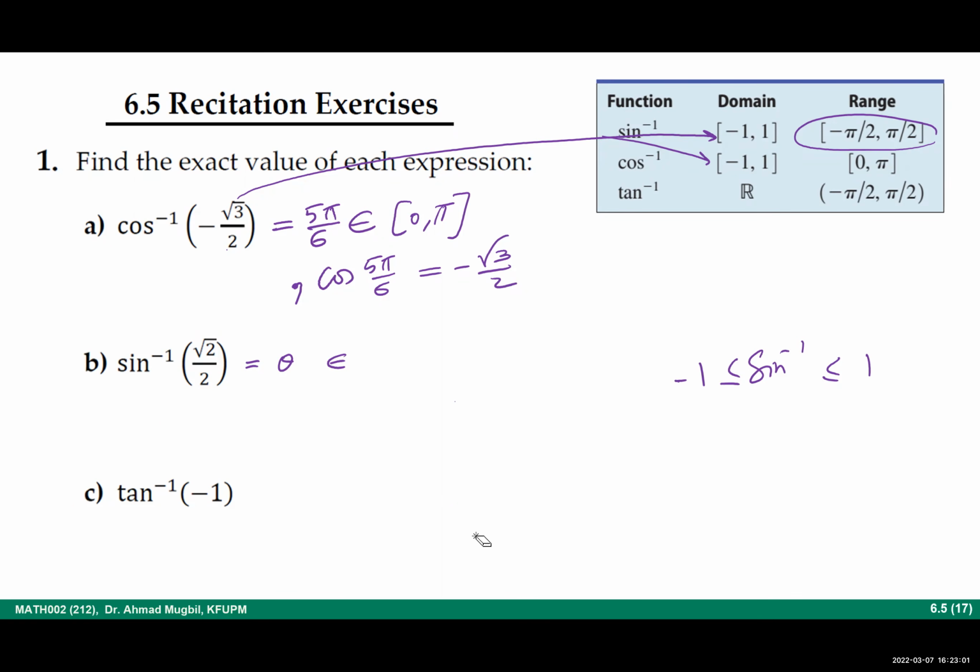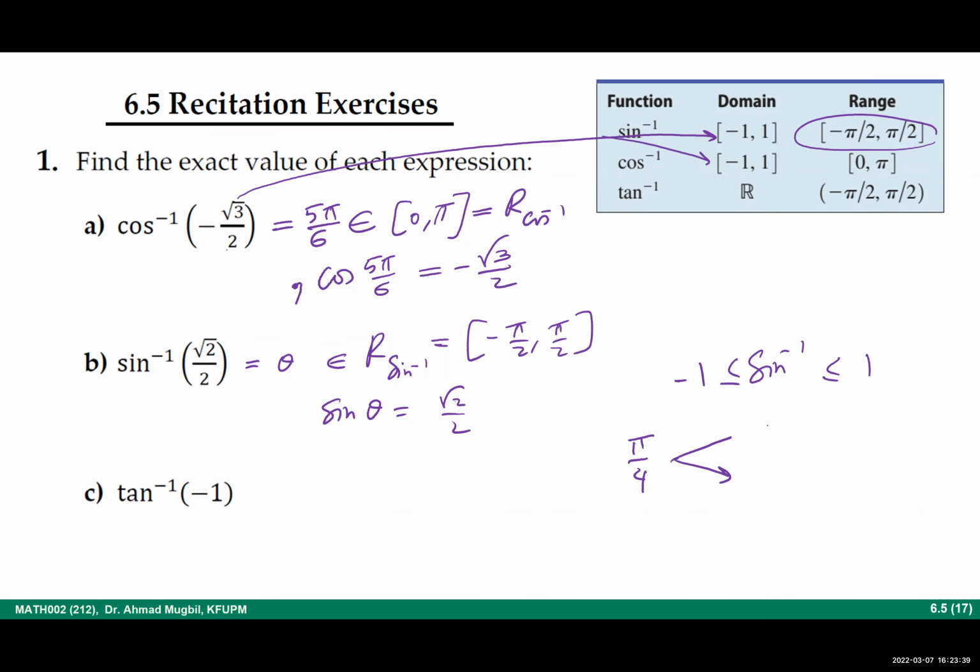Now what we need to do is think about an angle whose sine is square root of 2 over 2. Not only that, it must be in the range of sine inverse. What is the range of sine inverse? It is the closed interval negative pi over 2 to pi over 2. Now you need to check two things. The sine of theta is square root of 2 over 2, and this theta is between negative pi over 2 and pi over 2.